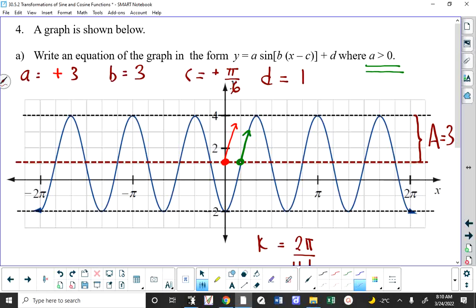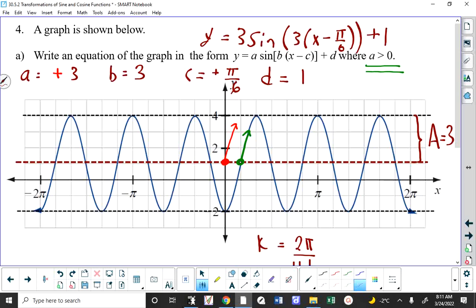And now we can write out the equation of the function. The function will be y is equal to a, which is 3, multiplied by the sine of b, which is 3, times, in another set of brackets, x minus c, which is pi over 6, close brackets, plus d, which is 1. And if you were to graph that on your graphing calculator and put your graphing calculator in radian mode, you would see that the graph matches the graph we're looking at.